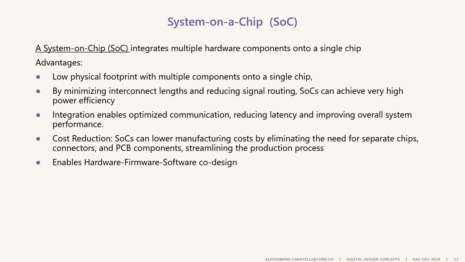And the advantage is that you achieve a better physical footprint, so more functionality in a smaller space with multiple components. You minimize the interconnect lengths, reducing signal routing. You don't need to go out of the chip and back inside another chip. And therefore, you can also achieve very high power efficiency. The integration enables optimized communication, reducing latency, improving overall system performance, and reducing cost. Because the process of producing a chip is costly, not only from the point of view of production, but also all the phases of assembling that come after, and the logistics. In this case, you can do this for a single object because multiple functionalities are in the same chip. And it also enables hardware, firmware, software co-design.